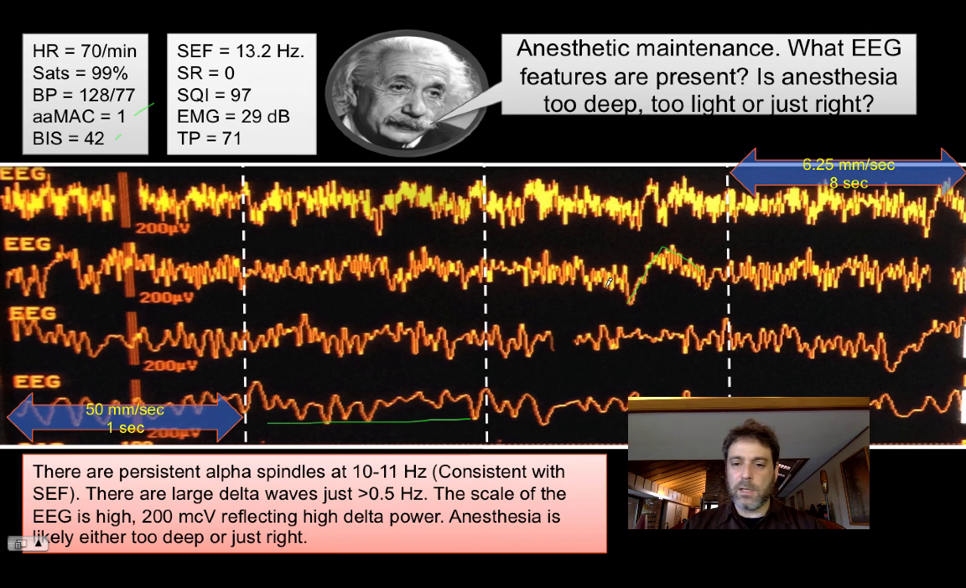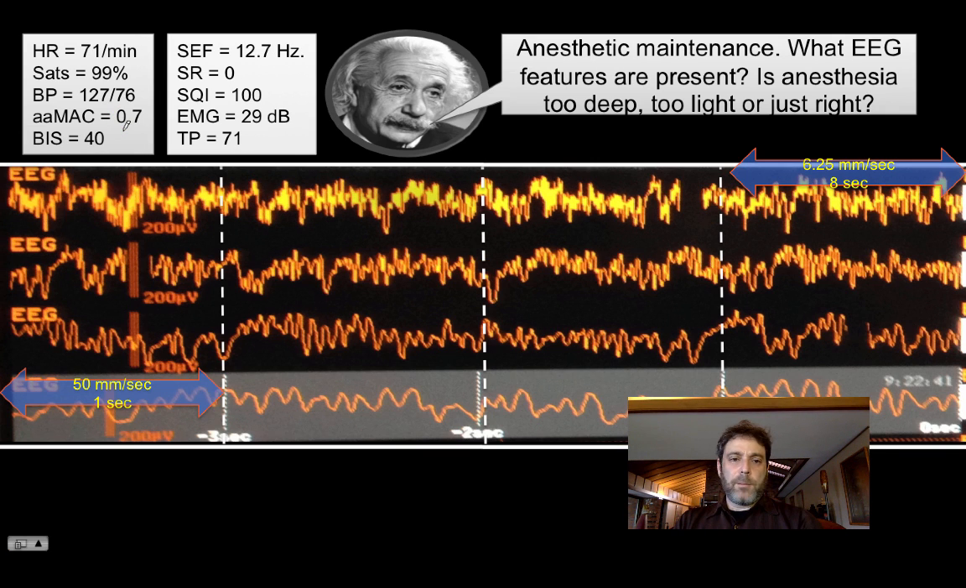Again, I think you can see that the spindles are more prominent on the crest than the trough of the delta wave. The scale is still high at 200 microvolts, so we still have fairly high amplitude, maybe not quite as high as in the previous example. And anesthesia is likely either too deep or just right. We could try decreasing it, especially since we're at 1 Mach.